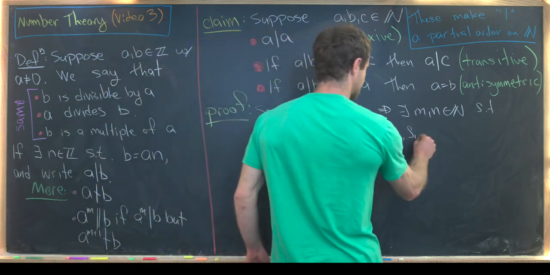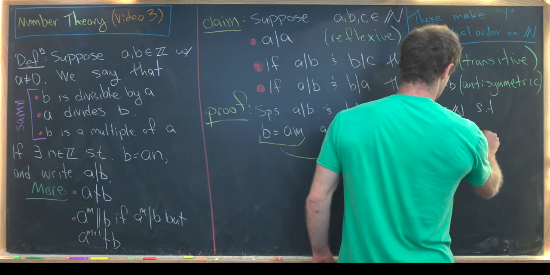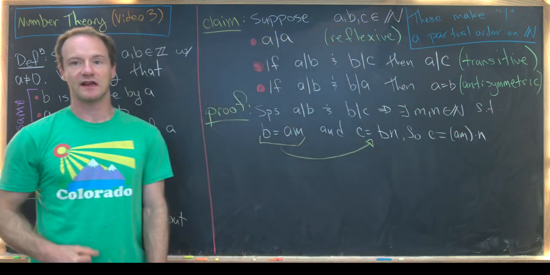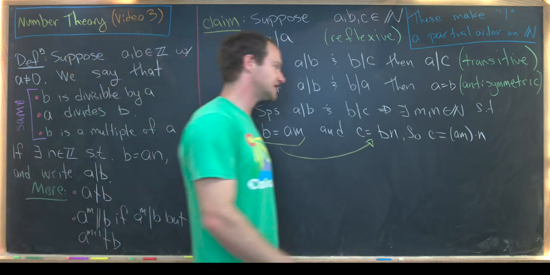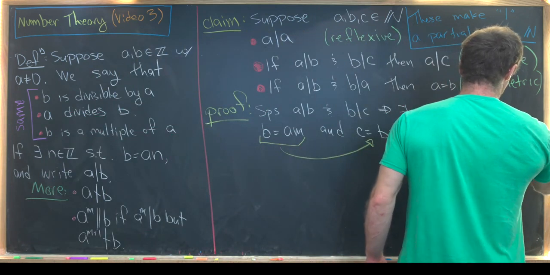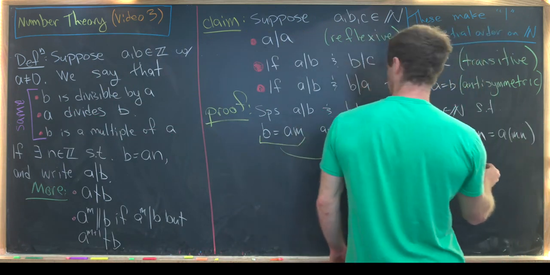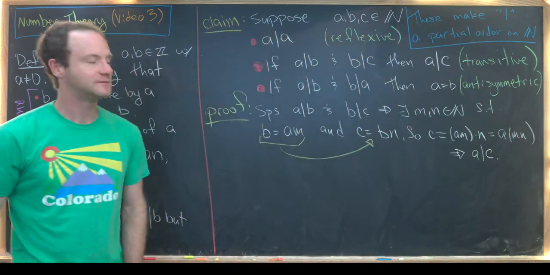Let's see what that gives us. So we have C is equal to (A·m) times n, associated like that. But let's recall that multiplication is associative, and so that's equal to A times mn, but that's exactly what we need to say that A divides C, as needed.